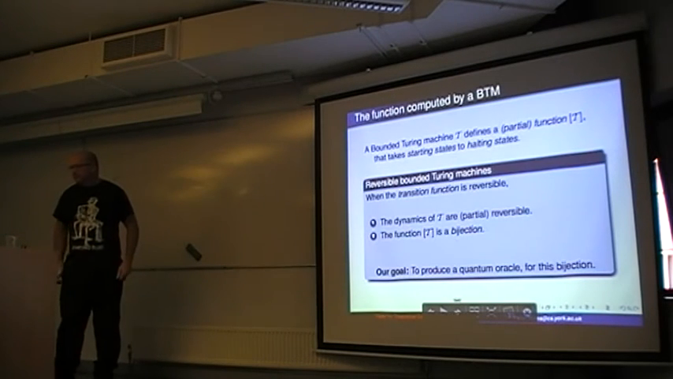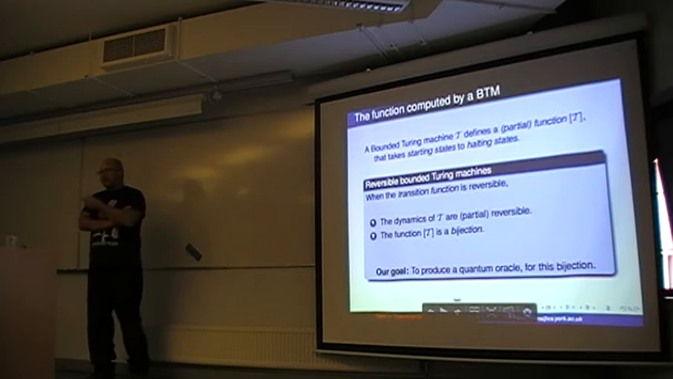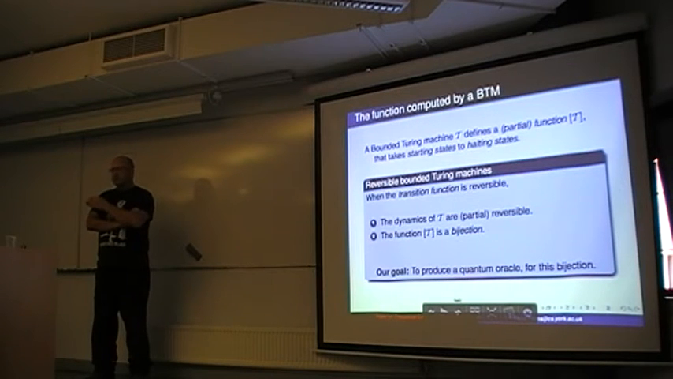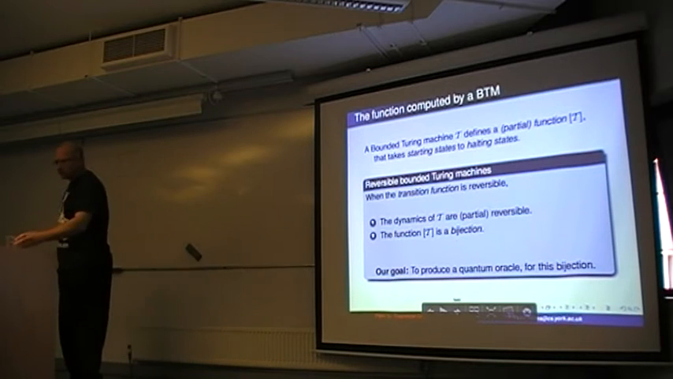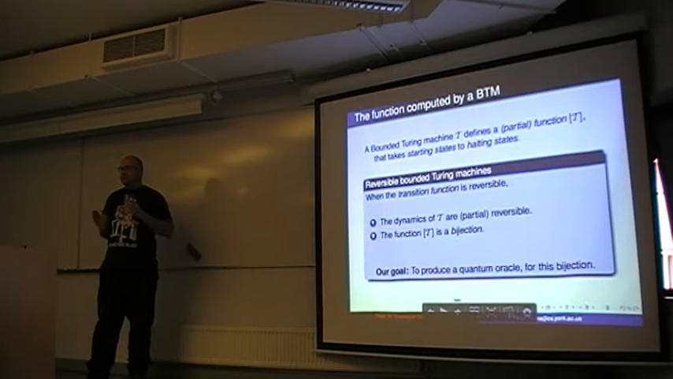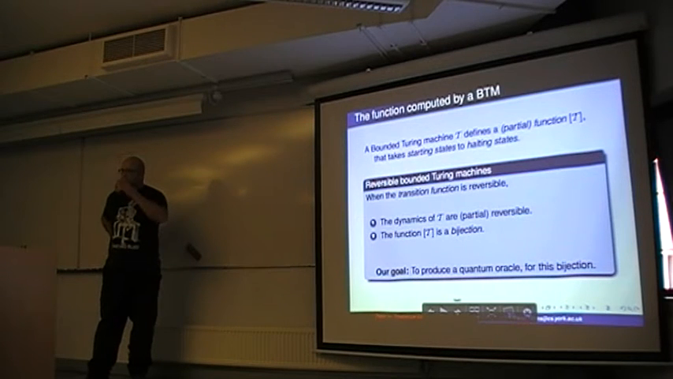Now what this does is define a partial function that takes starting states to halting states. When our transition function is reversible, this function is a bijection. It's an isomorphism from starting states to halting states. And this is the aim of our talk. We want to produce a quantum oracle for this bijection, and we want to produce this for use in things like period finding or Grover's search or any other of our general quantum mechanical principles.